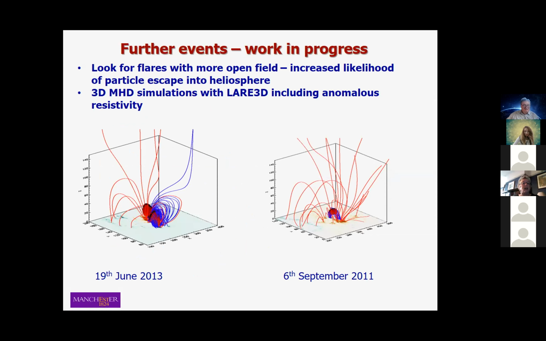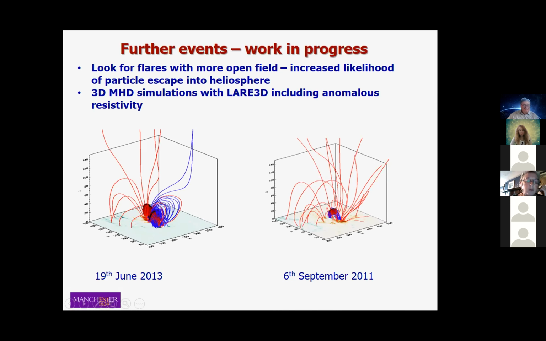So what are we doing now? We're carrying on this work, but intending to look at more events. At the moment, we're just looking at a couple. And these have been chosen to have a much more open field, so we can look at the escape of particles into the heliosphere. In the model we discovered before, hardly any particles get out into the heliosphere because it's a very enclosed magnetic configuration. But you can see these events have got a much more mixed topology with a mixture of open field and closed field.